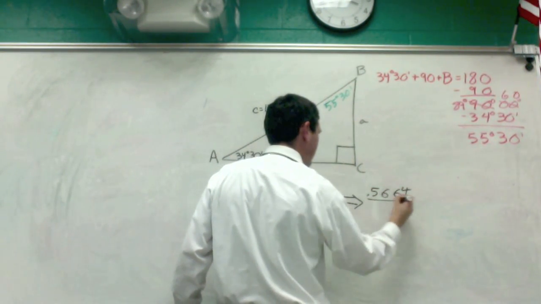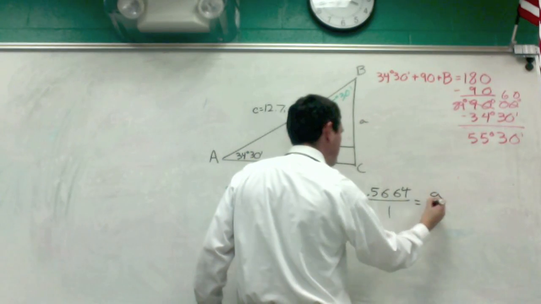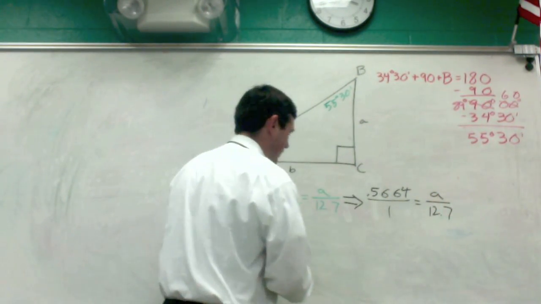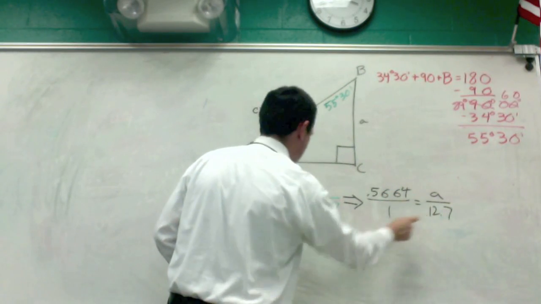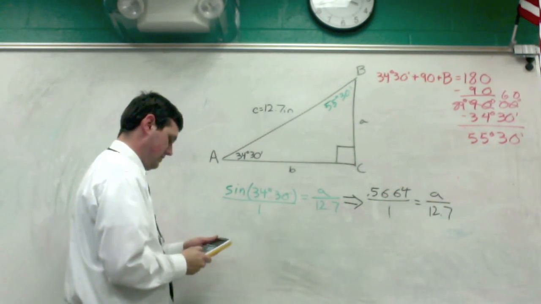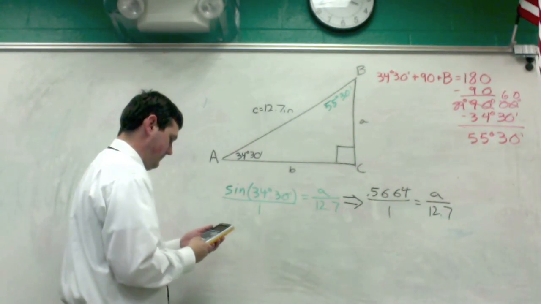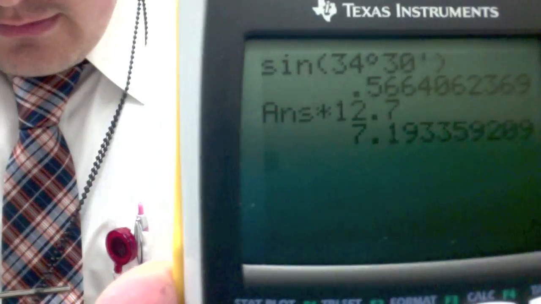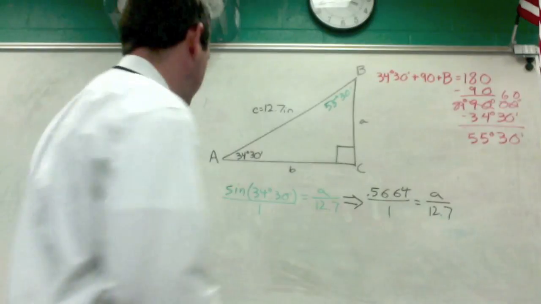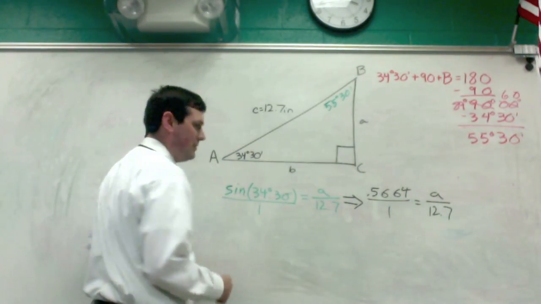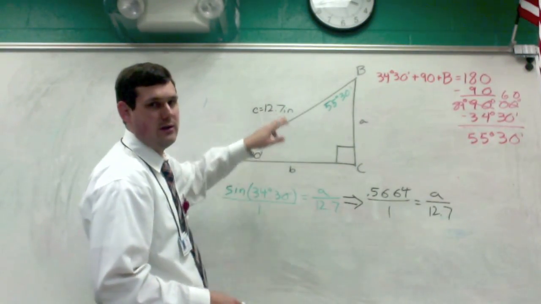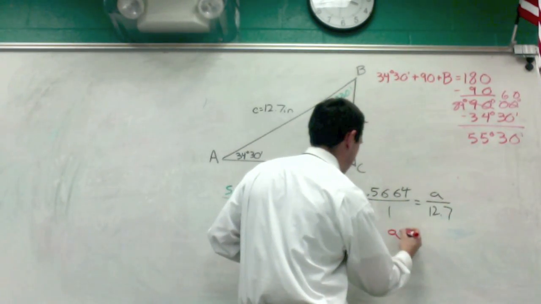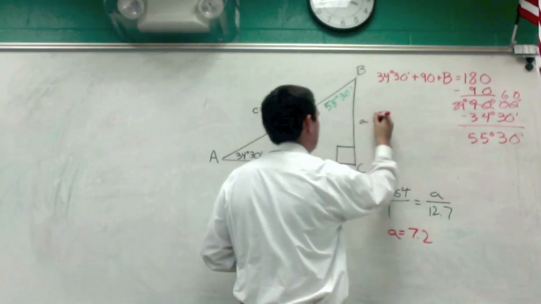So if I rewrite this, 0.5664 divided by 1 equals A divided by 12.7. So when I cross multiply, all I have to end up doing is multiply this times this. So I take that answer times 12.7, and it's going to give me that side is 7.19. So I can put 7.2. We've been rounding. This is tenths, so we can round our sides to tenths. So that means A is 7.2.